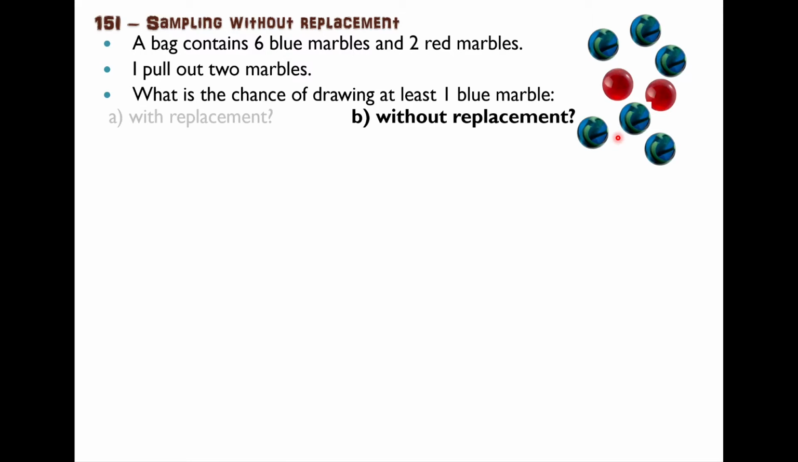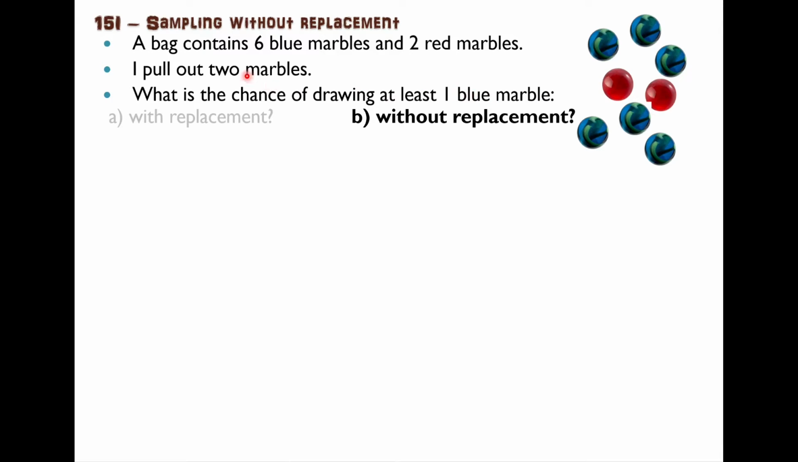And obviously, if the first marble you draw is a red and you throw it away, the chance that the next one is going to be a red is pretty slim because there's only one left in the bag. So the probability changes with the second marble that you draw. Let's see how it works.